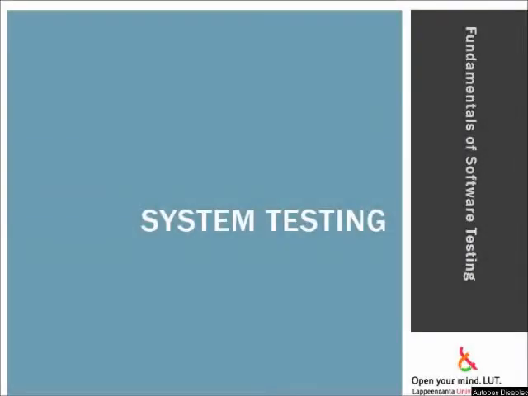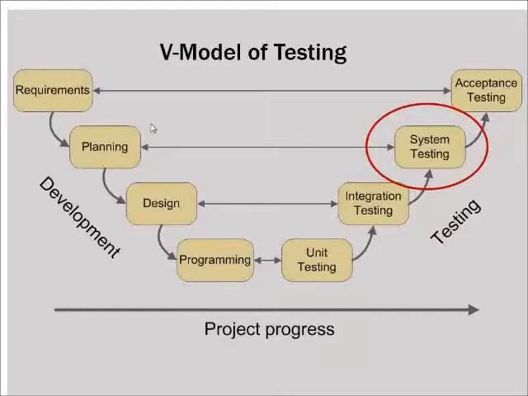On the V model of software testing, the system testing is the level above integration testing and below the final acceptance testing phase. So the system testing, as depicted here, corresponds with the planning of the software, meaning that during the system testing phase, the software is tested to see that all the different functions and modules work together.